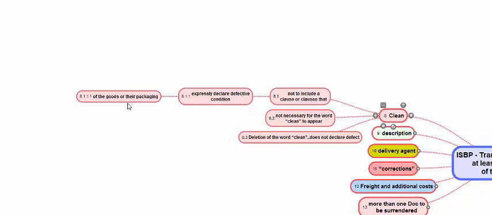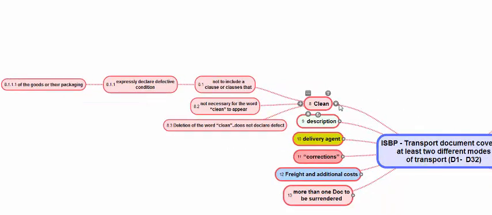The goods are not okay. Goods are rusted, or maybe packing is broken. If it says the packing is not sufficient, it is an unclean document, because it is declaring the packing is defective. So this is how we look at it. It is not necessary for the word clean to appear, and the deletion of the word clean does not declare a defect. So this is about clean.